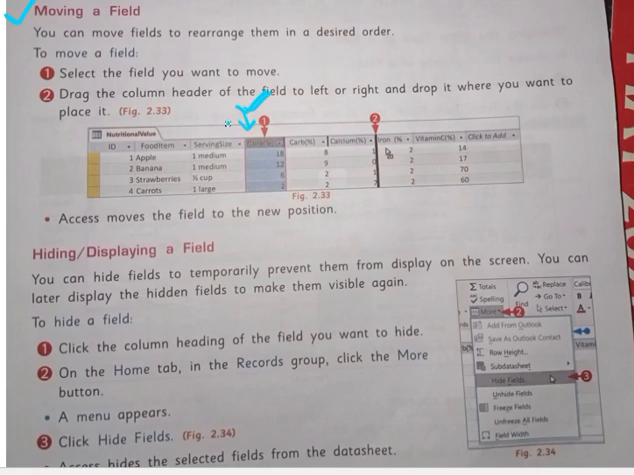So how can we drag the column? Drag the column header of the field to the left or right and drop it where you want to place it. With the mouse, left click on that column, hold it, and drag it to where you want, either to the left or to the right, up to you. Once you have found the place for that field, just release the key, and that column will move to the new position. In this way we can move a field.